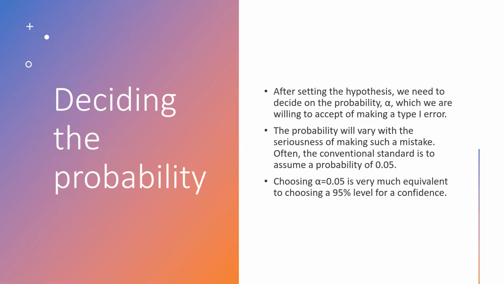After setting the hypothesis, the next thing is to decide on the probability, just like I said, that we are willing to accept of making a type 1 error. Traditionally, people say that's a conventional standard, assume a probability of 0.05. So choosing alpha equals 0.05 is very much equivalent to choosing a 95% level of confidence in what we are trying to do.